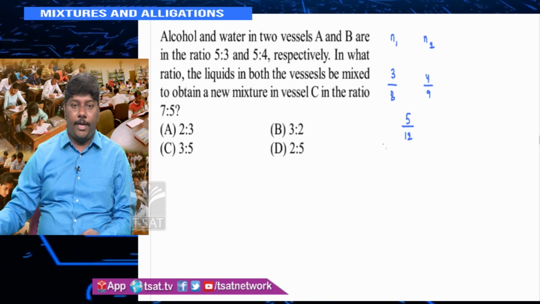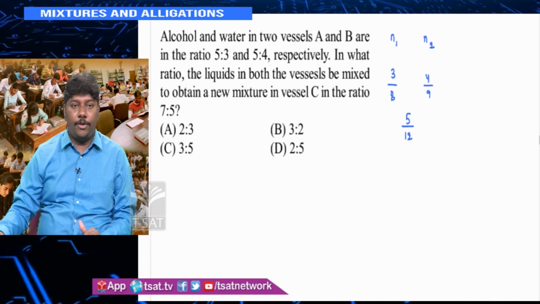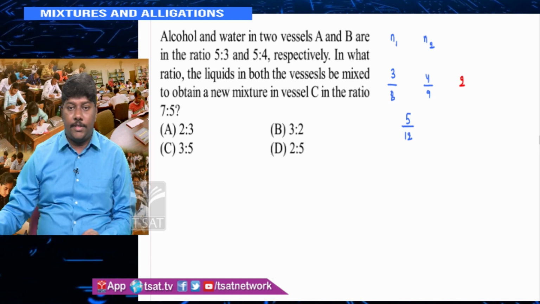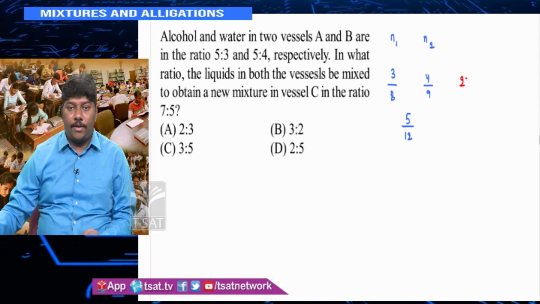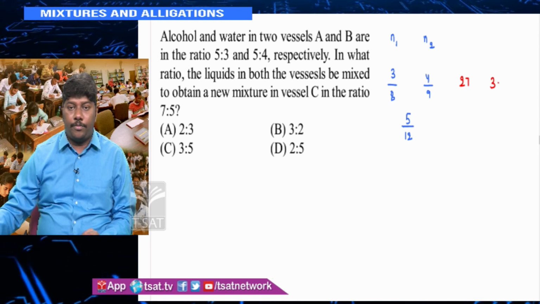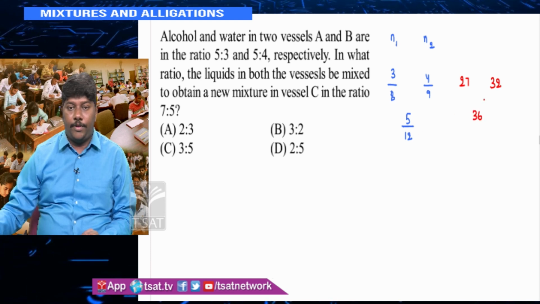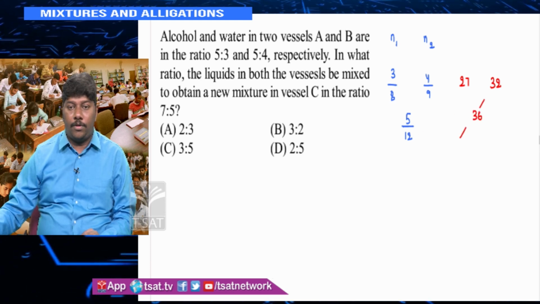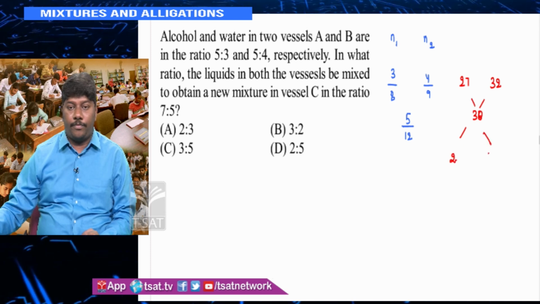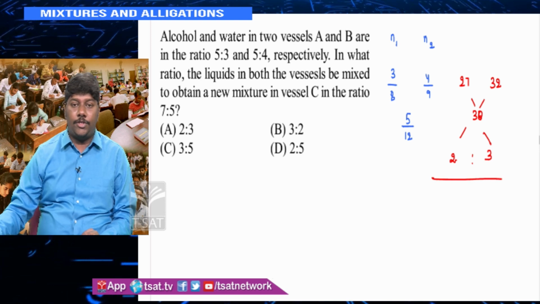I can just multiply it with the LCM of 8, 9, 12, that is 72. Multiply it with 72, what are you going to get? 72 means 8 9s are 72, so 3 9s are 27, 9 8s are therefore 32, 12 6s are therefore 30. The difference is 2 here, the difference is 3. So, in what ratio must you add them? You must add them in the ratio 2:3.